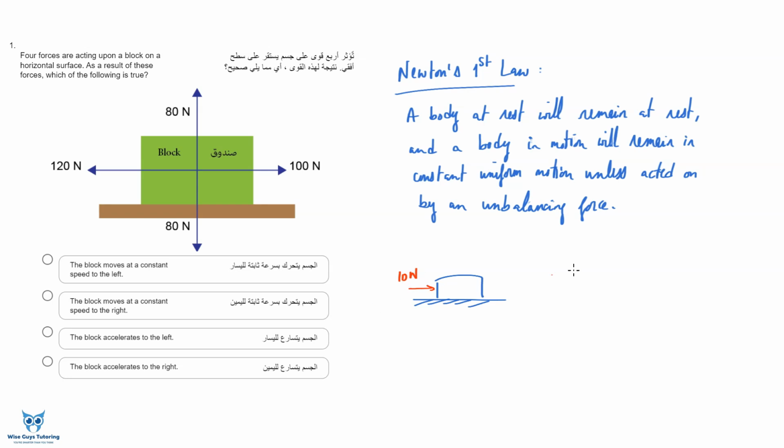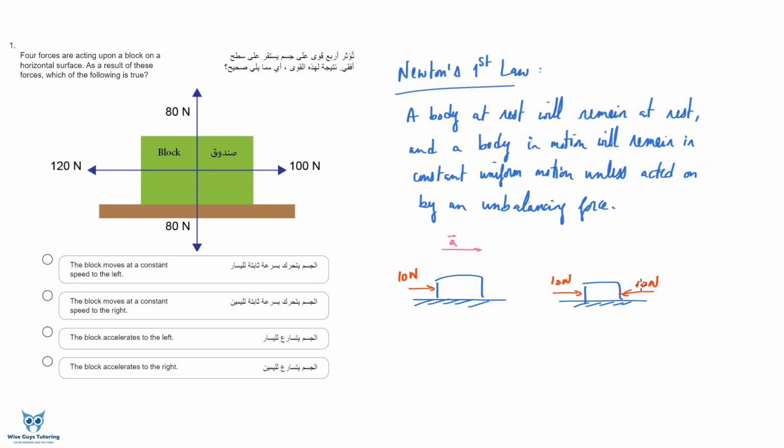So if you have just one force, what I can tell you is this box will accelerate to the right. And now let's take another box over here. Same thing, it's a box, it's on the ground. Now this one, let's say there's 10 newtons to the right, but also there's 10 newtons to the left. And then I would ask you, is this box going to move or not? I'll give you a second to think about it.